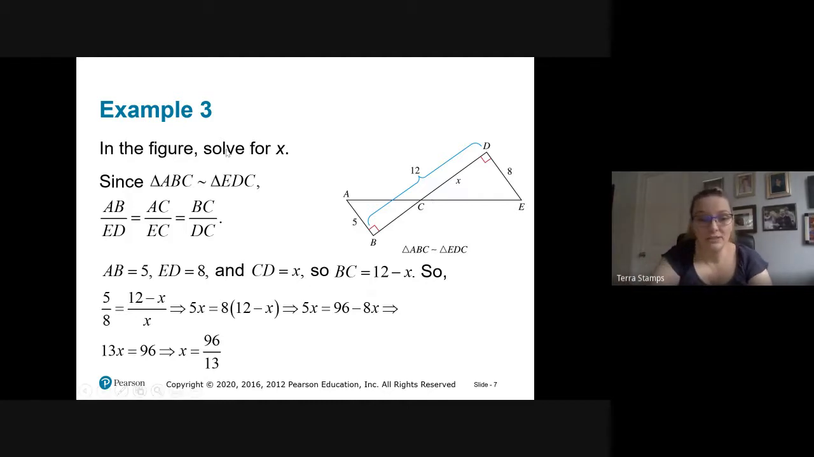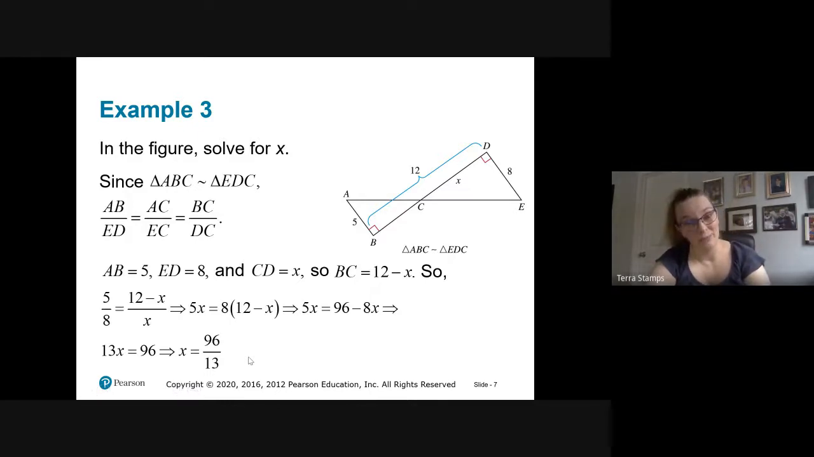You solve this proportion by cross multiplying. So we get 5x, and then we get 8 times the quantity 12 minus x, so you have to distribute that 8. Now, don't get these confused with equal signs. These little double arrows are just a way of saying this equation simplifies to this equation, simplifies to this equation. We're going to add 8x to both sides. We get 13x equals 96. Divide both sides by 13, and we get a nasty answer of 96 over 13.